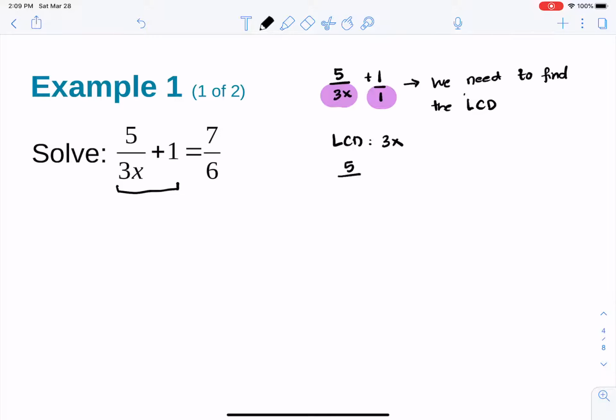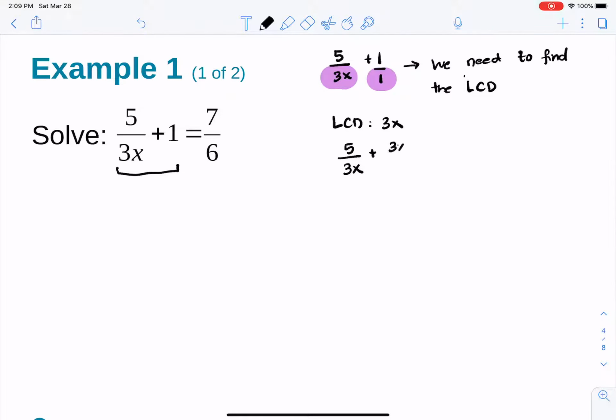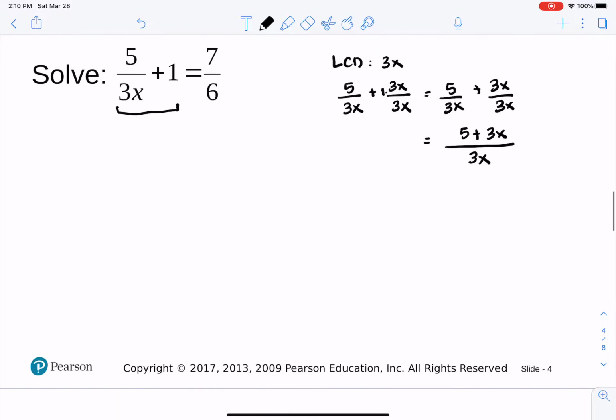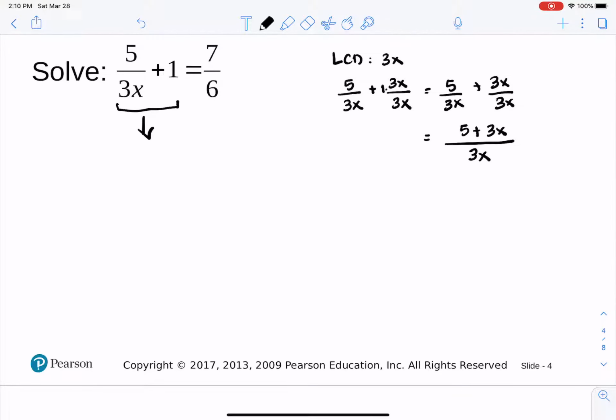So the first term is simply 5 over 3x. I'm going to multiply and divide the second term by 3x. So 1 times 3x over 3x. So I would have 5 over 3x plus 3x over 3x. Have a common denominator, 3x. So I simply combine the numerators. So I had multiple terms here on the left-hand side. I combine them. I'm going to write it as 5 plus 3x over 3x equals 7 over 6.